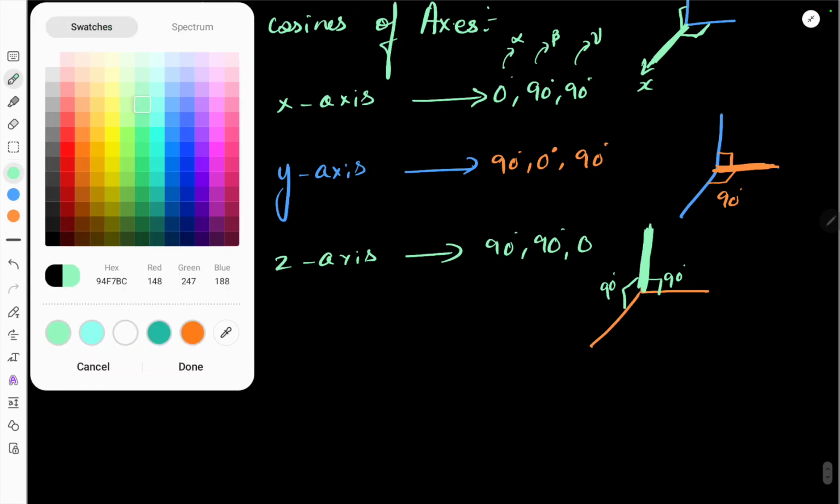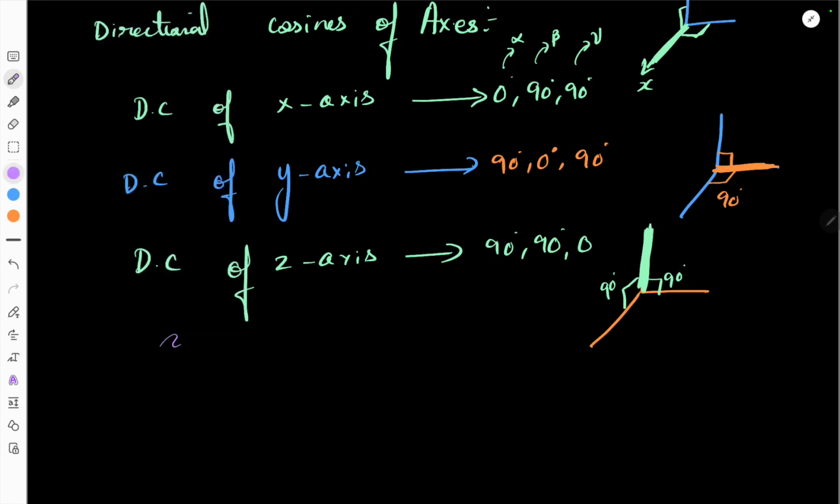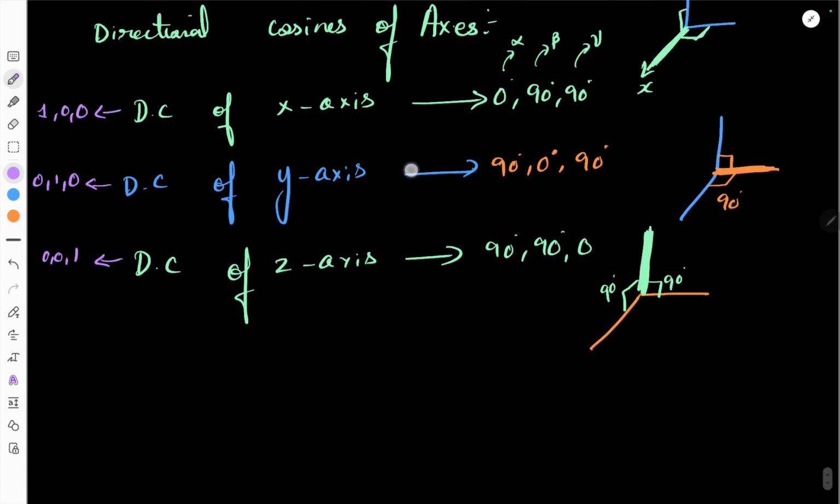Now all these are the angles. If we have to find the directional cosines, it will be cos alpha, so cos 0 will be 1, so 1, 0, 0 for the x-axis, and for the y-axis it will be 0, 1, 0, and for the z-axis it will be 0, 0, 1. Okay, so these are the directional cosines of the axes.